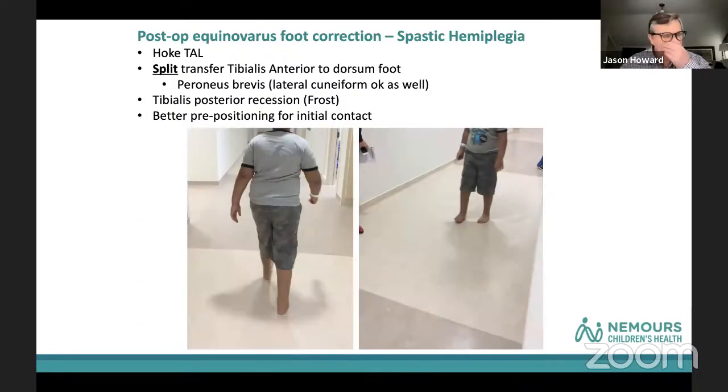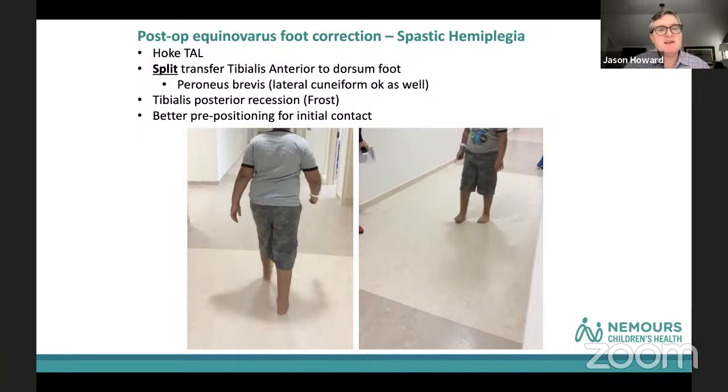So here's the kid, the 9-year-old, hemiplegia on the right side. We did a Hoke TAL. Remember, hemis don't crouch, so I was okay to do that in this case. We did a split tibialis anterior transfer because he had a spastic foot, so I didn't want to do a complete one and risk overcorrection. We did a split tib ant transfer to the dorsum. I transferred it to the peroneus longus to get a very high lever arm there.